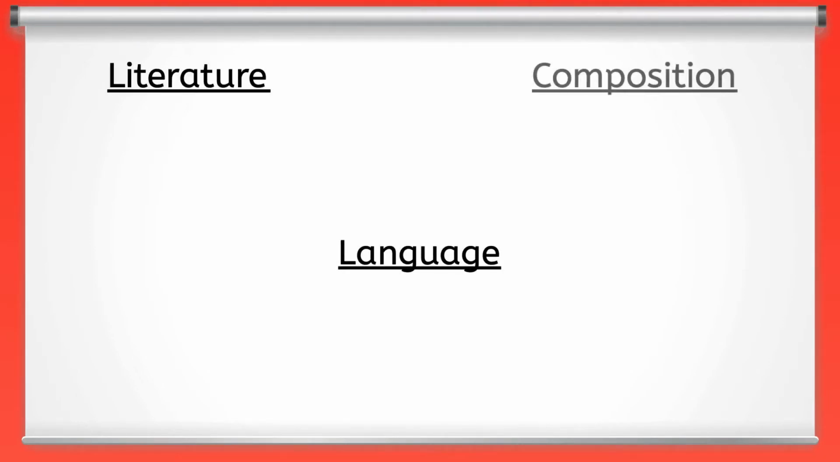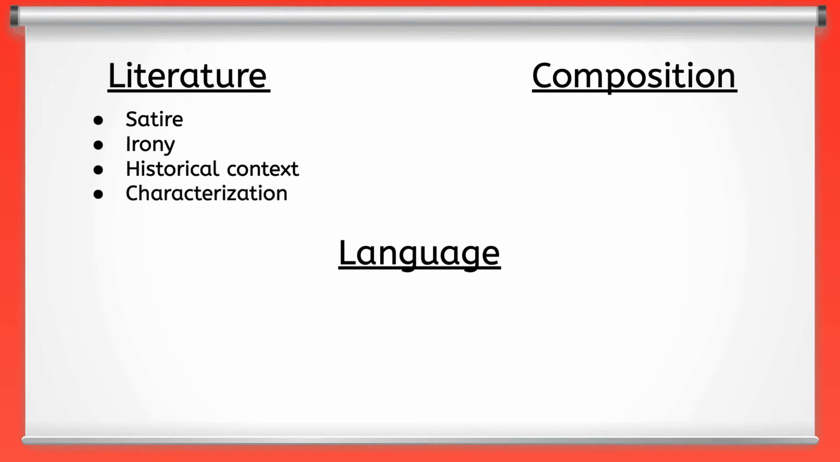In this unit, we'll focus on a combination of literature, language, and composition skills. Since Austen's works are satirical, we'll focus heavily on satire and irony. We'll also consider the historical context of the novel and analyze its characters, their relationships, and their motivations. We'll consider the purpose the novel's multiple plot lines have and analyze the types of conflict that are present in the text. Of course, we'll consider all of these elements in light of how they impact the novel's theme.